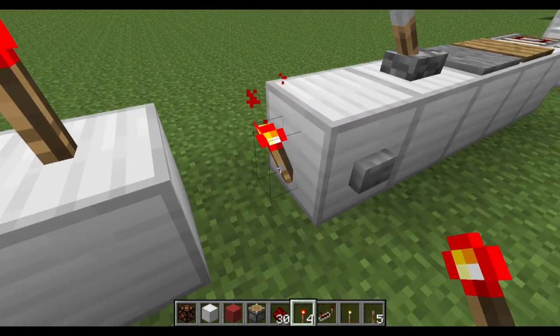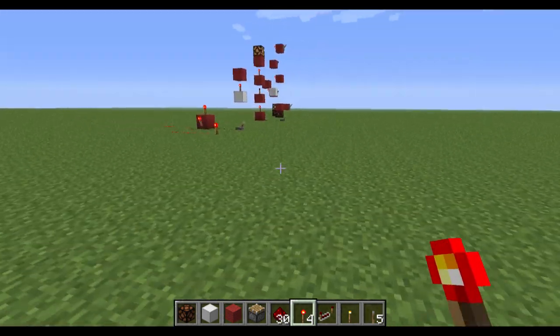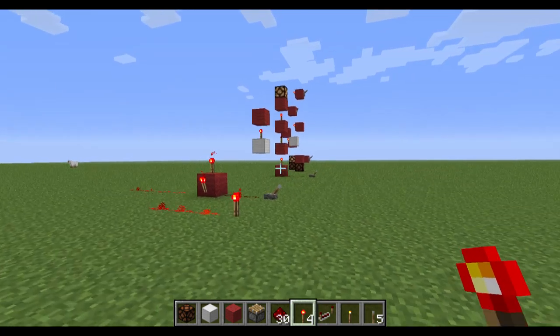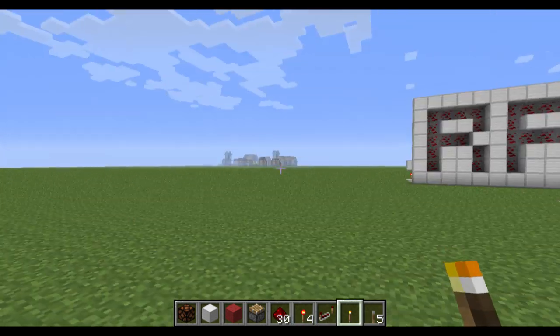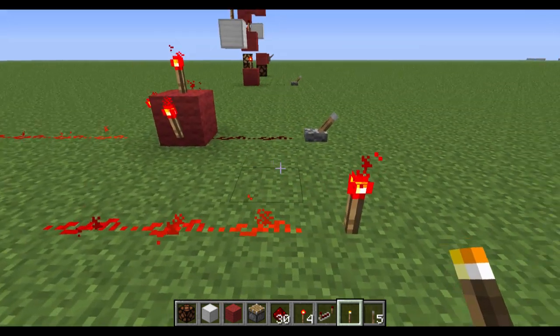This episode, we're going to talk about the Redstone Torch. Oh, there you go. And we're done. So, a few things we need to know about the Redstone Torch. They're very versatile. They do many, many things.